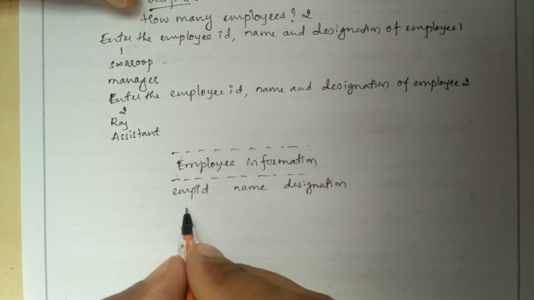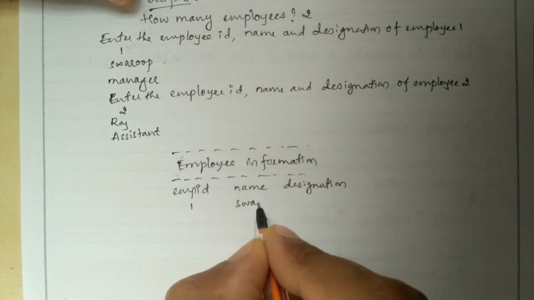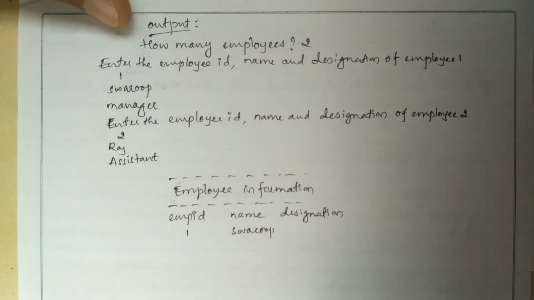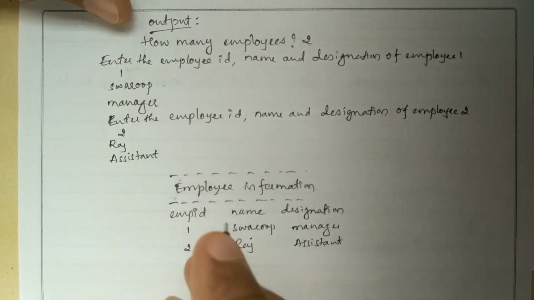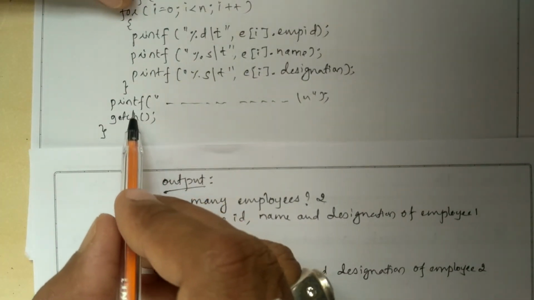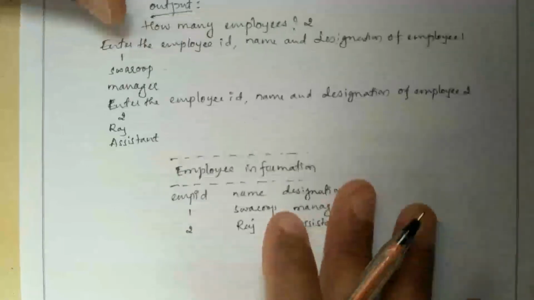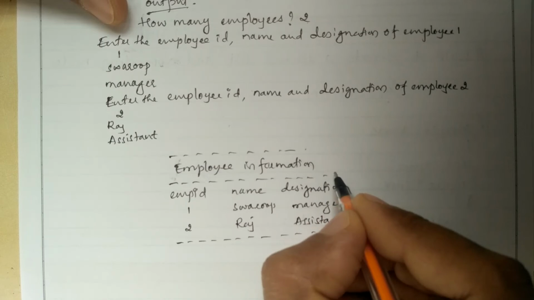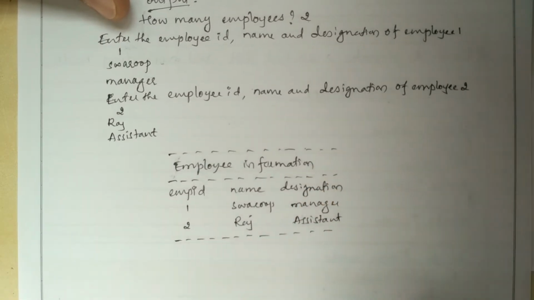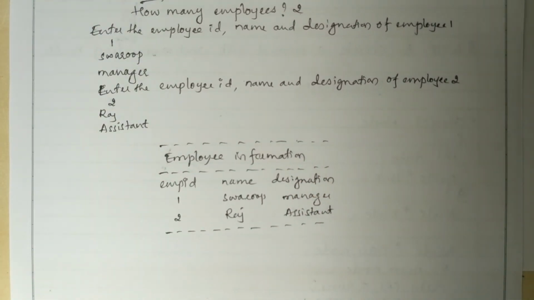Yes, so here it is going to print 1, name was Swaroop, correct? So next it is going to print designation as manager, and the second employee whose EMP ID is 2 and name of the second employee is Raj and designation was assistant. And after this, here you can see it is going to print these hyphens again. So here you can clearly see the output. So it is in the form of table. So let us execute this program.